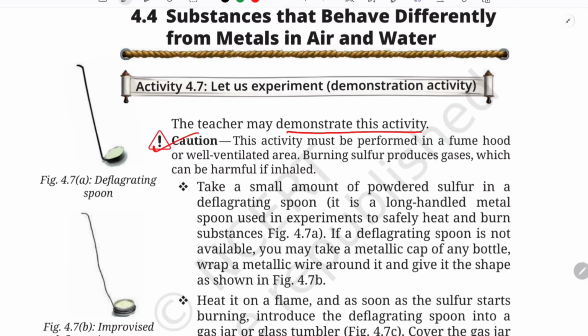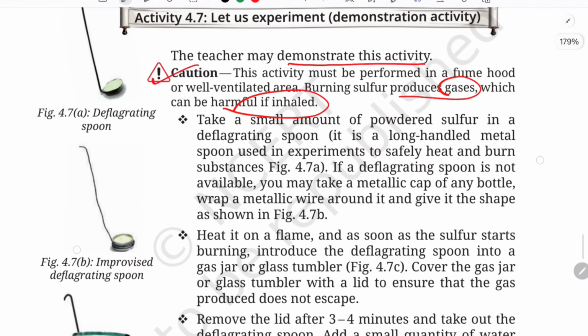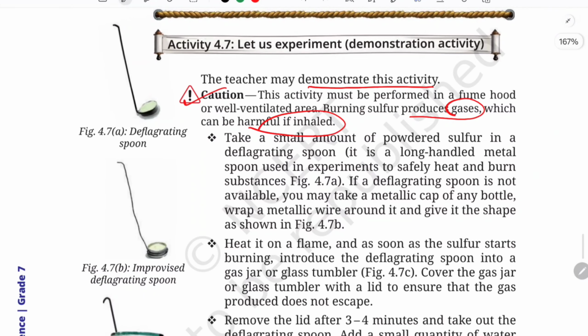So here again there is a question, why? Because when we are going to burn this sulfur powder, some gas is produced, which can be harmful if inhaled. So this is the question here. So in order to do this experiment, what do we need? We need a long spoon. What is this long spoon called?